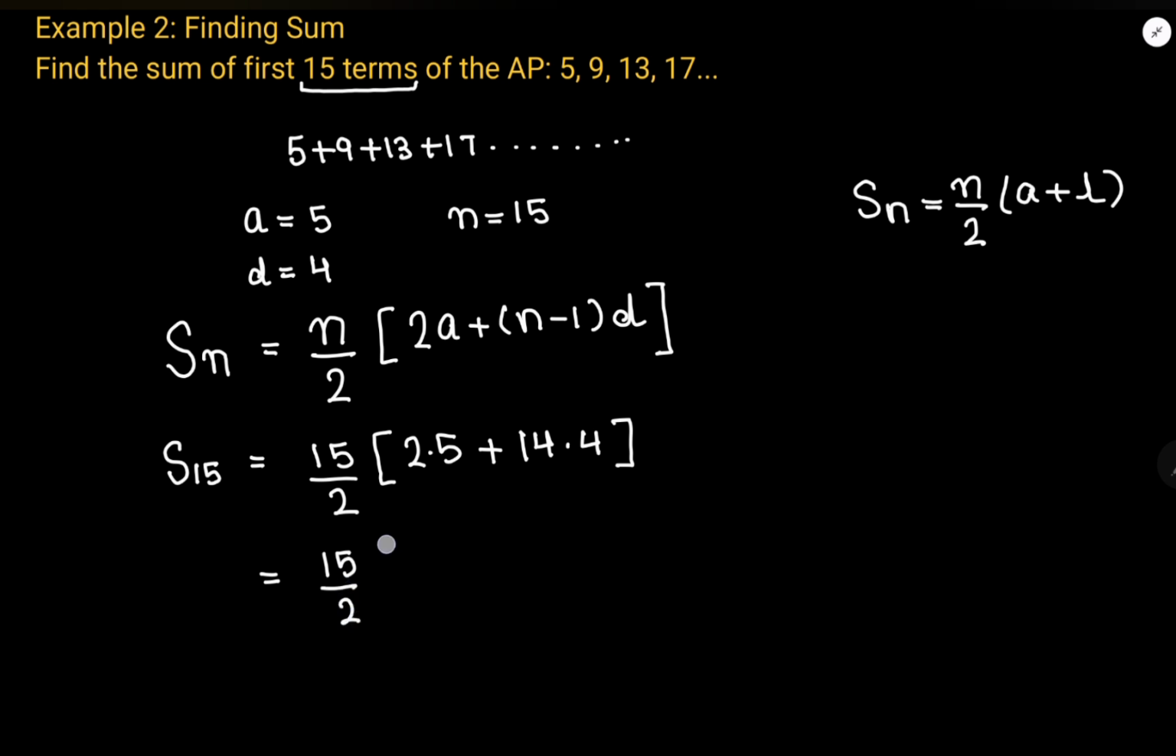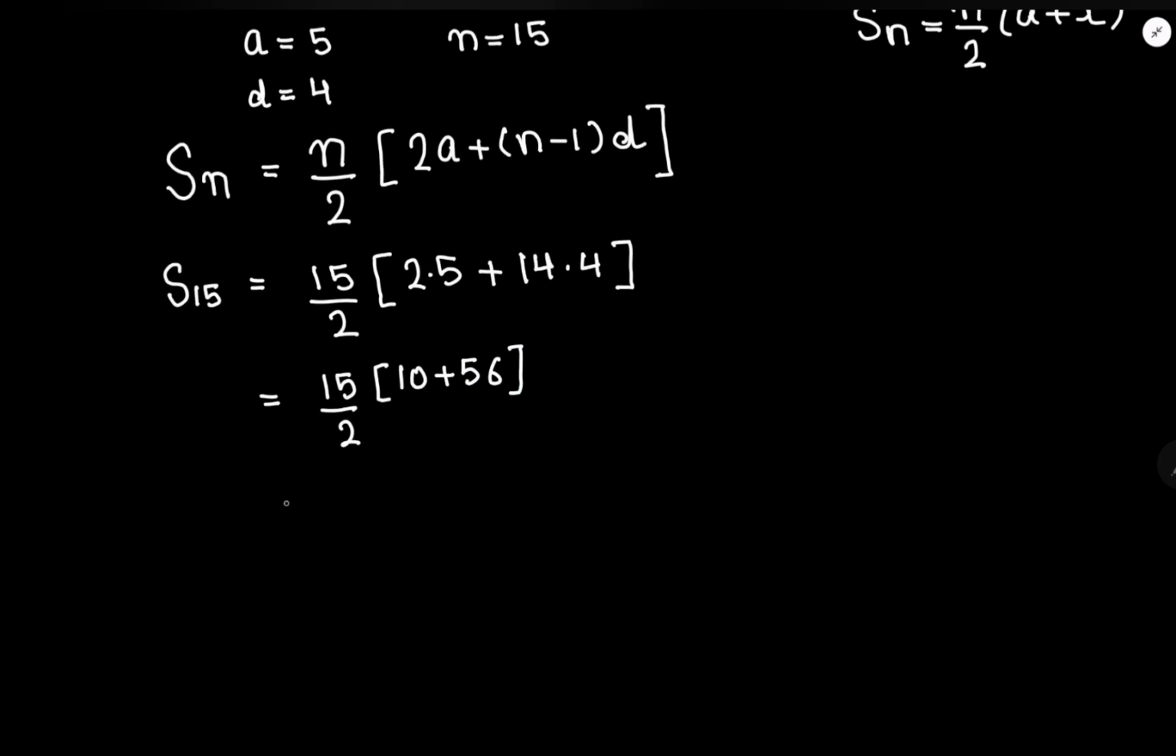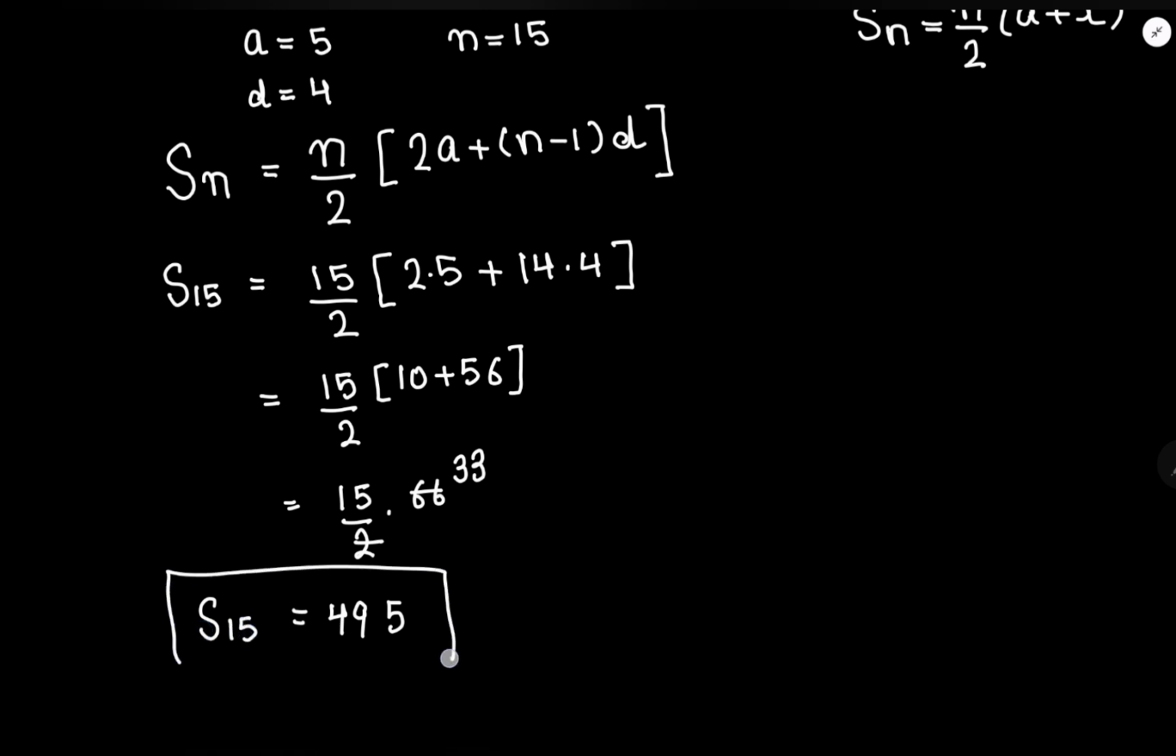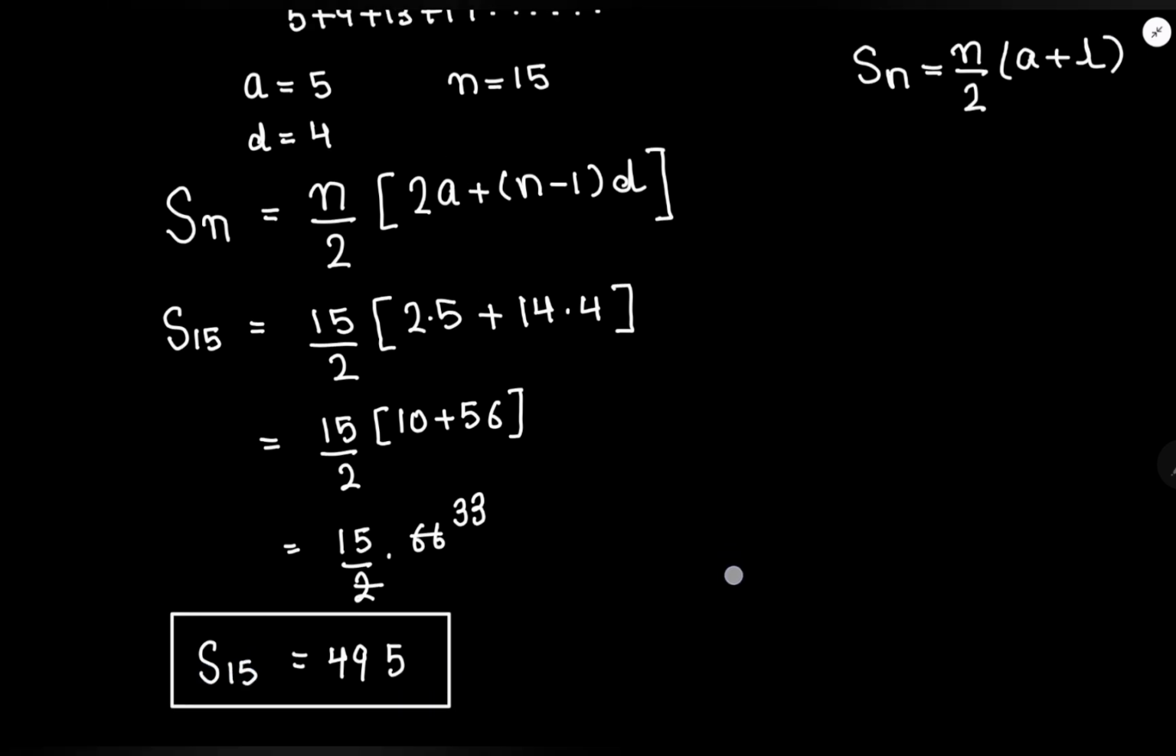15 by 2, this is 10 plus 14 fours are 56, right? Here 15 by 2 times 56 plus 10 is 66. So we get 33, and that is equal to 15 times 3 is 45, 4 carry, 15 times 3, 45 plus 4, 495. So S15, the sum of 15 terms, is what? 495, right?